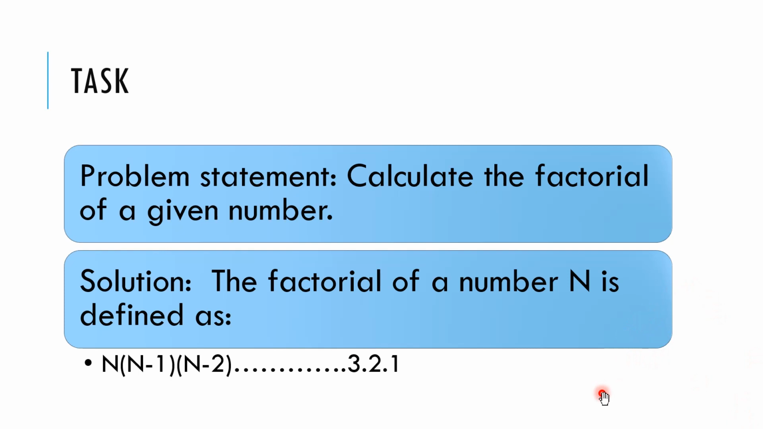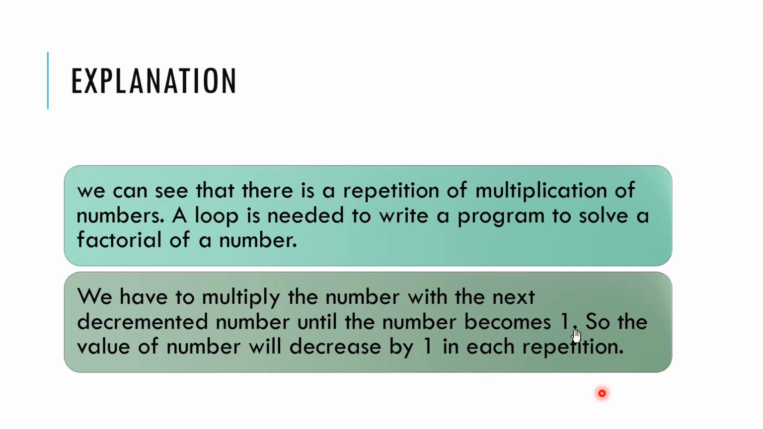So there is a repetition, there is a pattern, so we could use the while loop. If we see that there is a repetition of multiplication of numbers, a loop is needed to write the program. So we have to multiply the number with the next decremented number. We'll start with 10, and then we will decrease the number by 1 and multiply it with the previous ones.